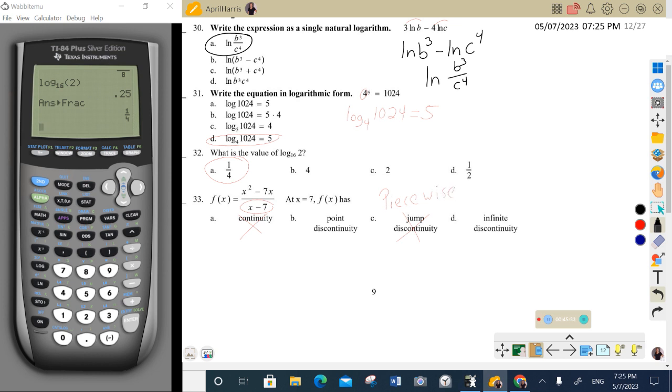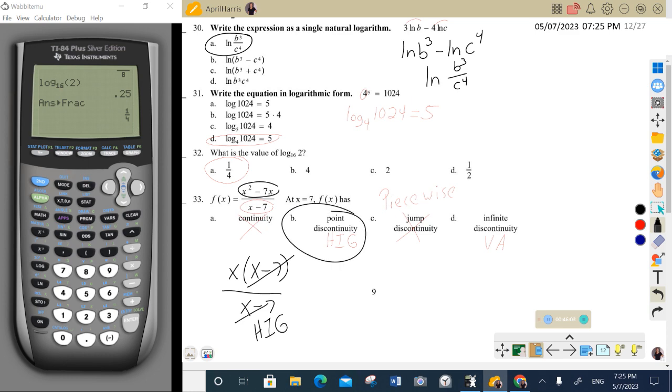So it's either going to be point discontinuity or infinite. Remember, a point is a hole in the graph. Infinite discontinuity is a vertical asymptote. So I need to factor and see if anything cancels. In the numerator, I could factor an x out, and that leaves me with x minus 7. And what happens with the x minus 7s is that they cancel. So at 7, since those factors cancel, if it cancels, it is a hole in the graph. Therefore, I have point discontinuity.